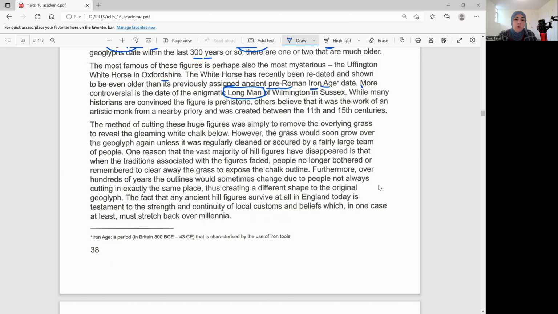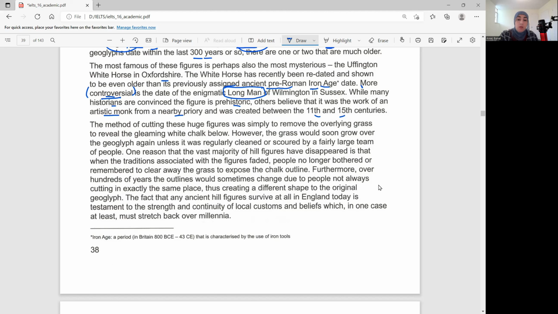More controversial, this is an important word here, more controversial is the date of the enigmatic Longman of Wilmington in Sussex. Actually, from the word controversial, I would guess the answer, but let's continue reading just to make sure. While many historians are convinced the figure is prehistoric, others believe that it was the work of an artistic monk from a nearby priory and was created between the 11th and 15th century.